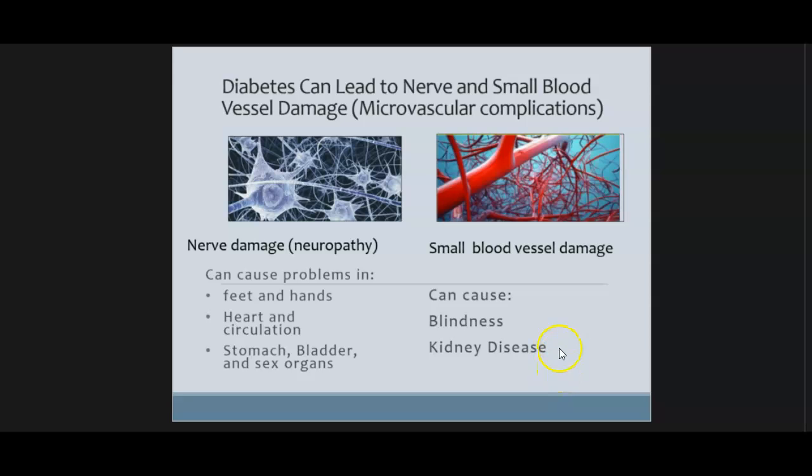When we think about microvascular complications, with the nerves and the small blood vessel damage, that can cause numbness in the hands and feet. They may not realize that they have a sore, and the sores don't heal. Nerve damage, basically, they can have problems in all of these areas: numbness in the hands and feet, poor wound healing, poor circulation, causing problems in these peripheral areas, and then also with blood vessel damage, causing issues like blindness or kidney disease.